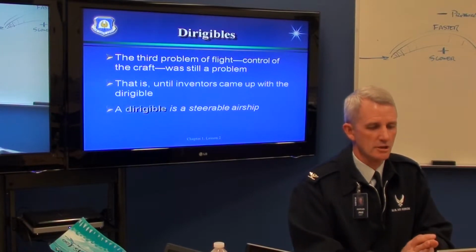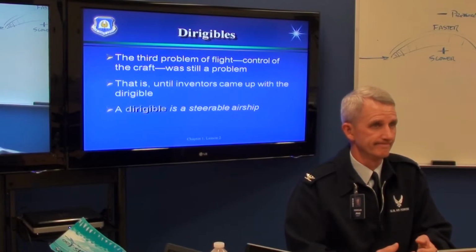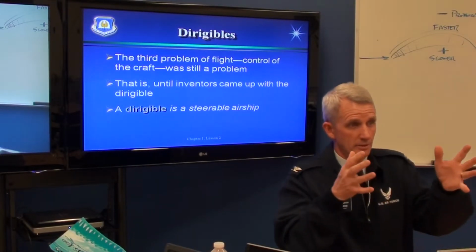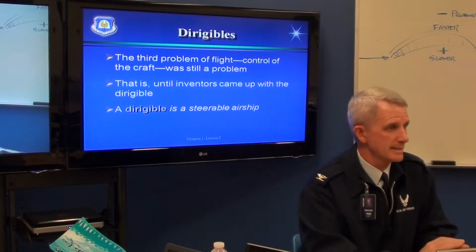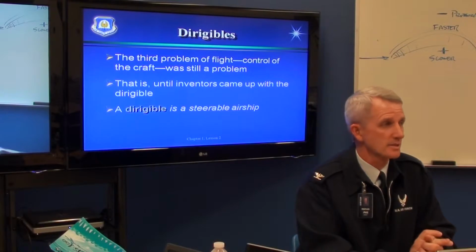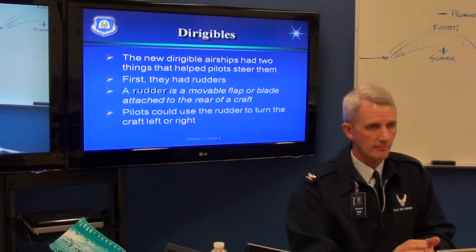Dirigible. What's a dirigible? A steerable airship. Steerable. I mean, it's not a balloon that's just going to float around. It's what I just showed you. A Zeppelin is a dirigible. Okay? It means that it's got some propulsion and you can actually control it. Okay? You have a rudder.